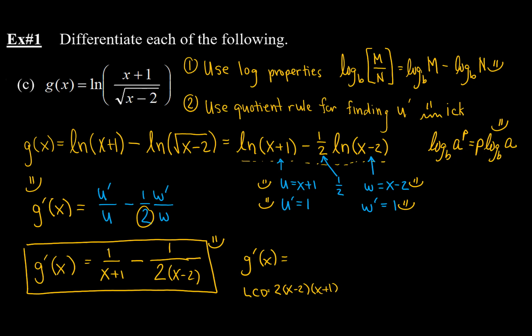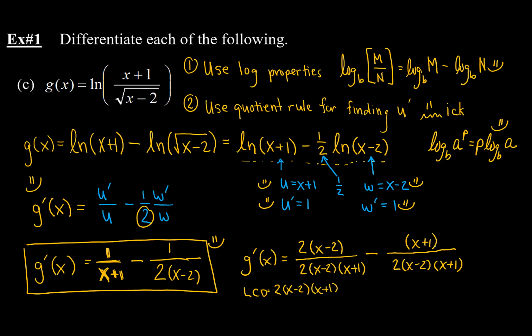So the first one here only has the x plus 1. So I'm going to multiply the numerator and the denominator by 2 and x minus 2. The second one here has the 2 and the x minus 2, but doesn't have the x plus 1. So I'm going to multiply the top and the bottom by the x plus 1.